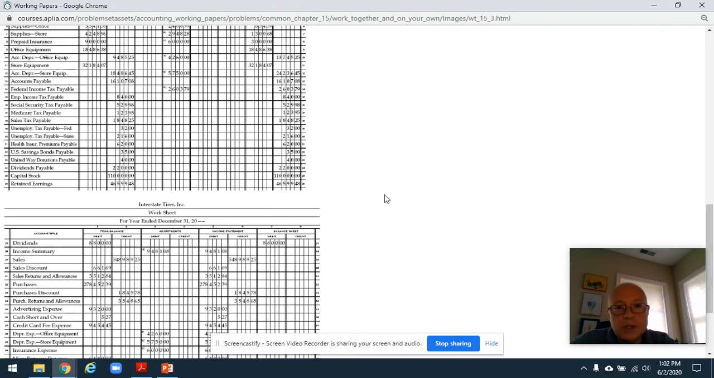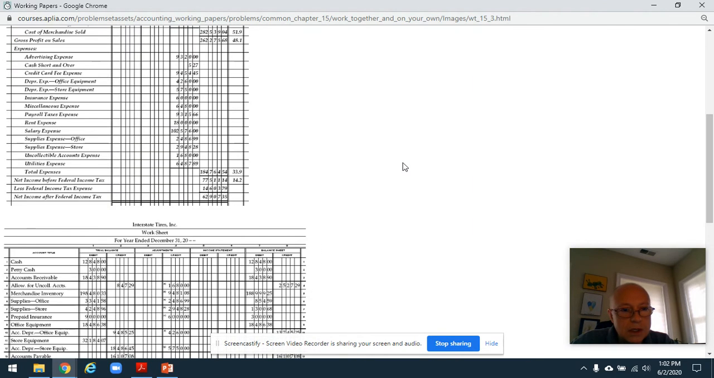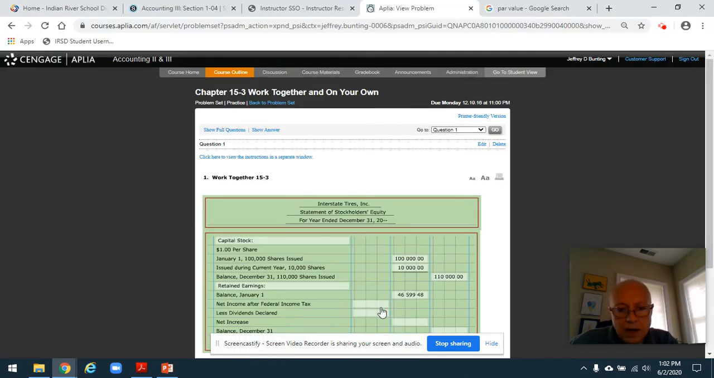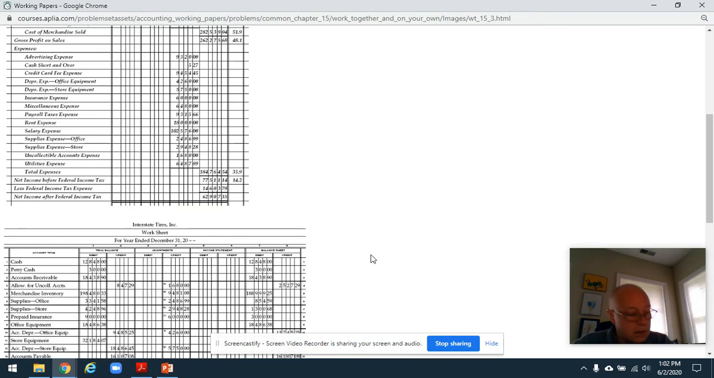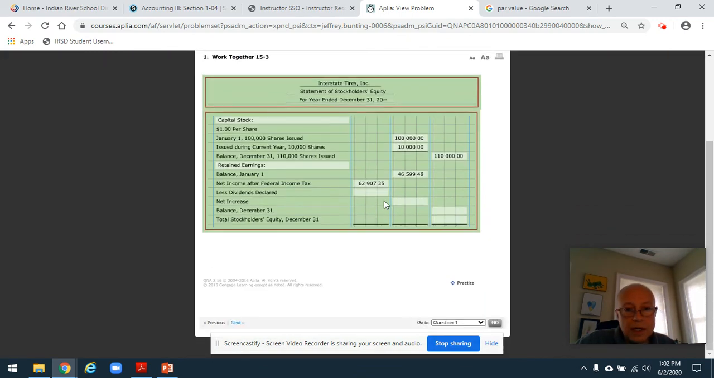So worksheets up top here on the materials provided. Here's the income statement. So net income after federal income tax, this is our bottom line, 62,907.35. And I believe, what's our dividend? I believe we declared 8,800.